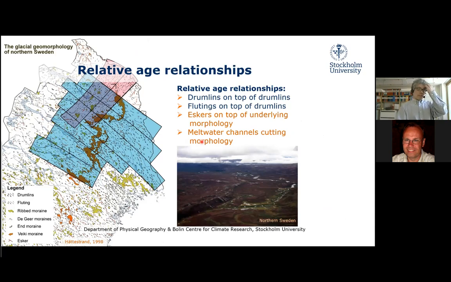Well, another one that we can clearly see is eskers on top of underlying morphology. So we can see that eskers may have been deposited on top of a drumlin or so, and you can see that the drumlin is older and the esker that's deposited on top is younger. You can also see meltwater channels that cut morphology, for example, an esker.